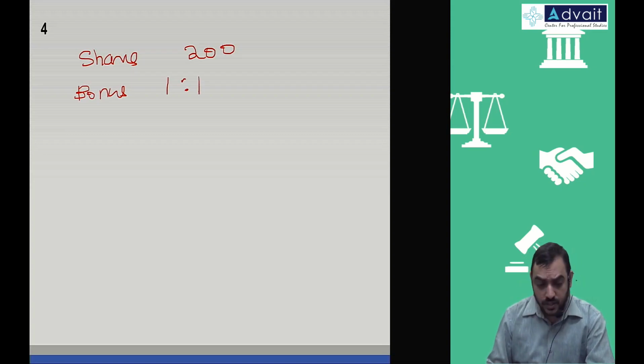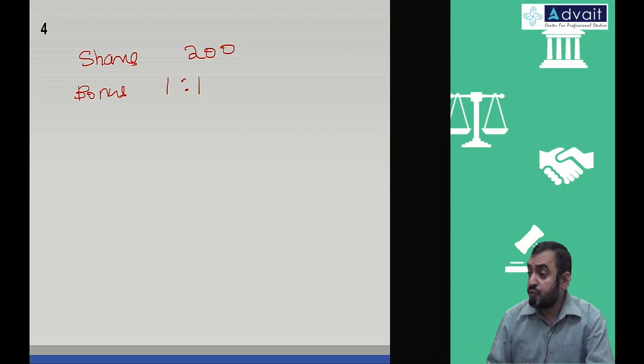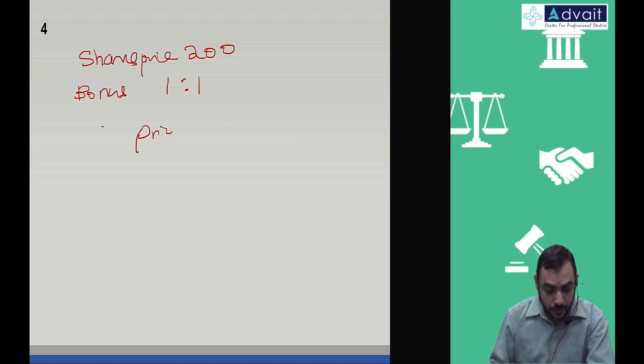So when bonus shares are issued, what will happen to share price? Ultimately, share price is net worth of the company divided by number of shares. But here net worth will not increase, but number of shares will increase. 1:1 bonus. Therefore, actually number of shares will double. So as a result, the share price will almost come down to half. So next day, the share price, let's say it has become 103.